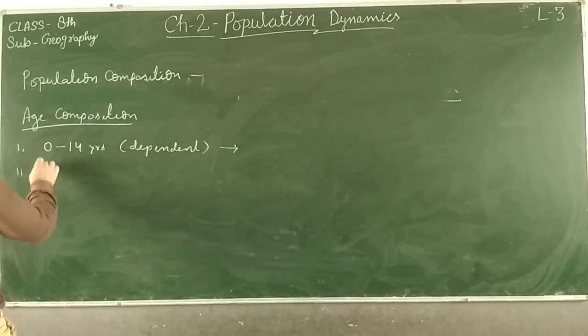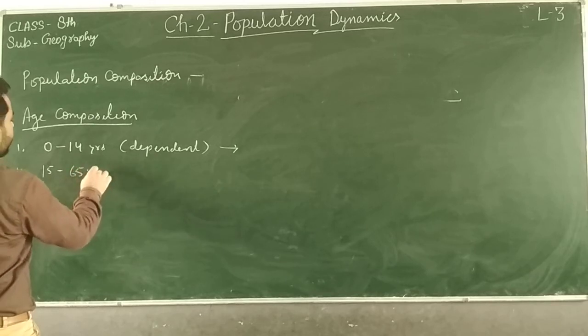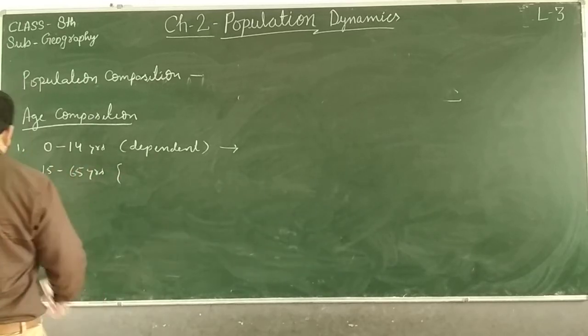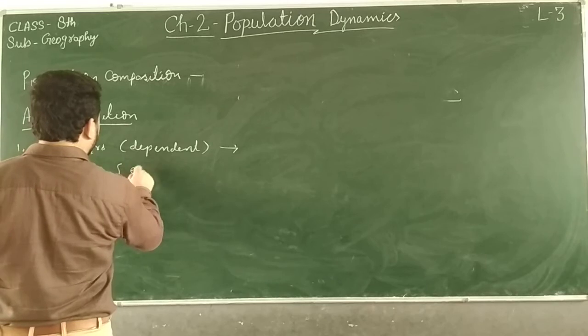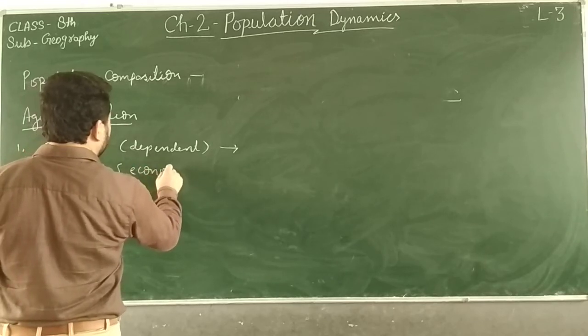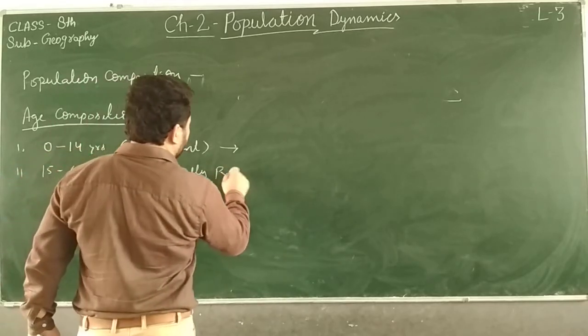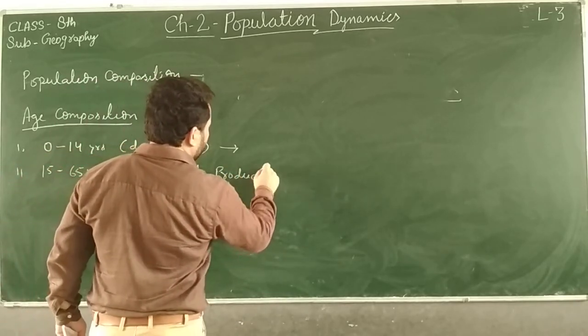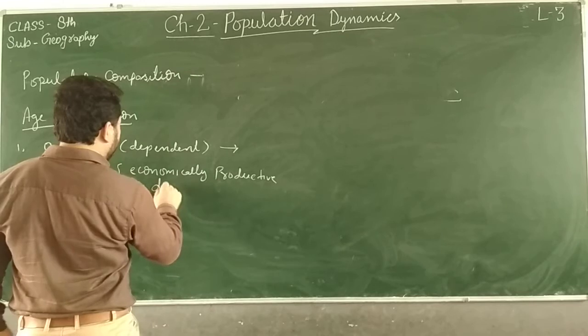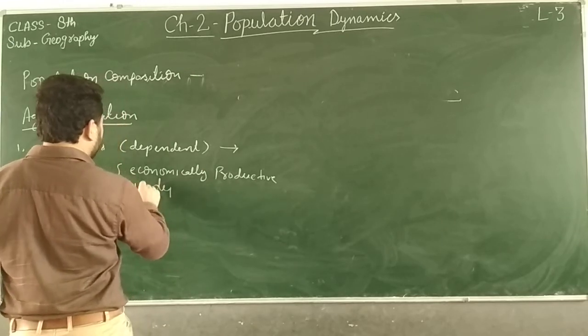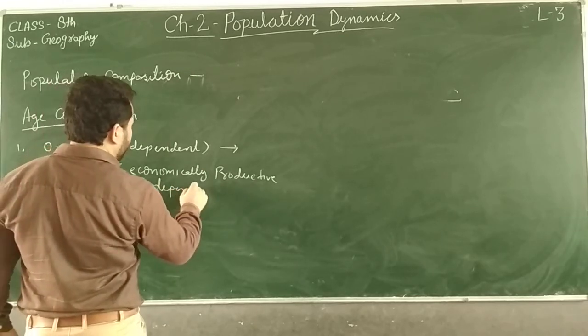Then the second category is from 15 to 65 years. They are called economically productive, or independent.